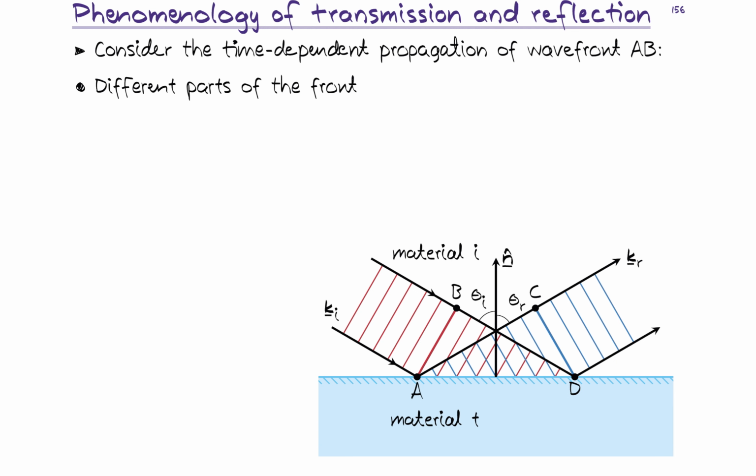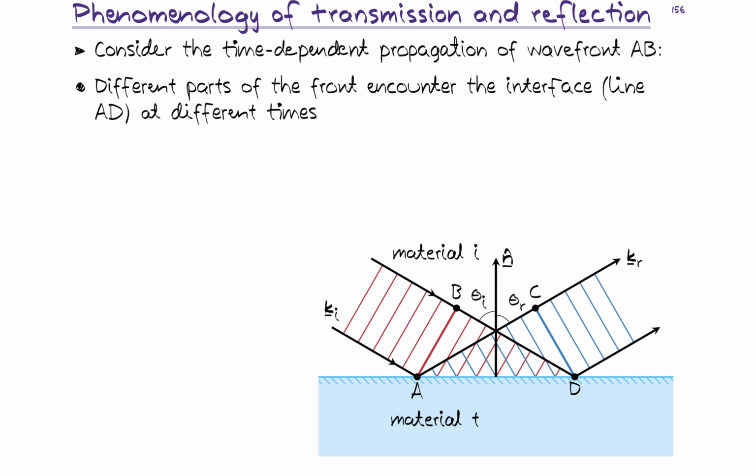The different parts of the front encounter the interface, the line AD, at different times. So this wavefront is propagating into the interface, and the interface is essentially the line from A to D, and at different times the light is being reflected. And this is what happens conceptually here.